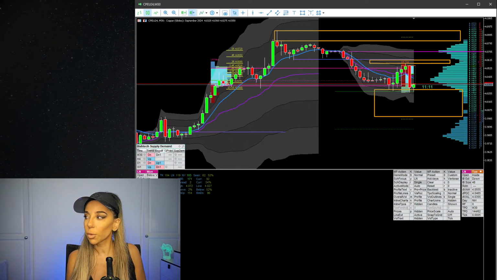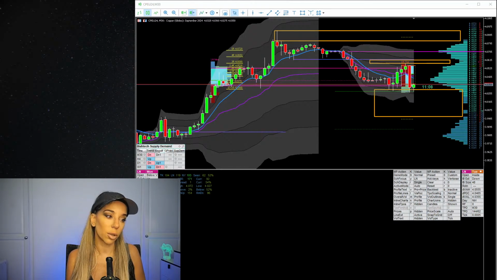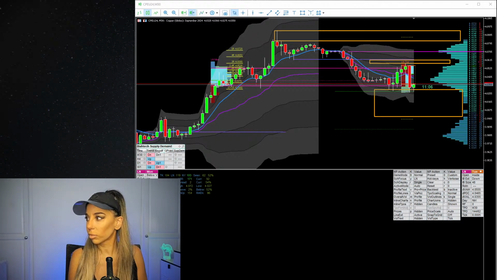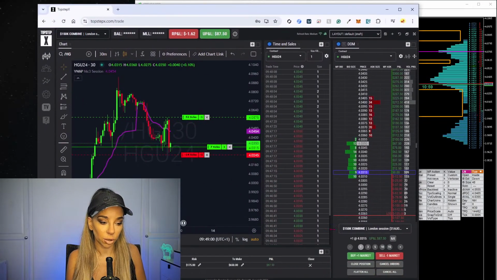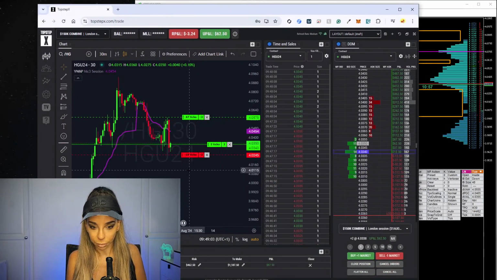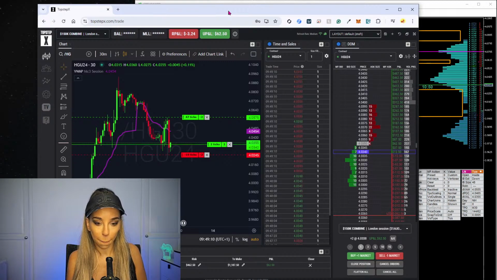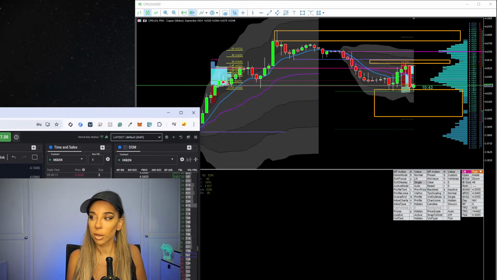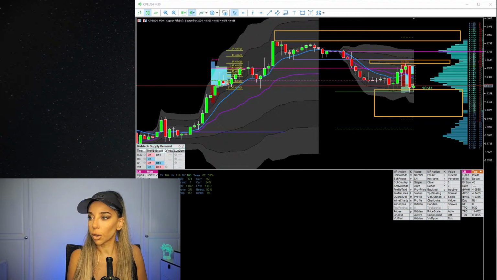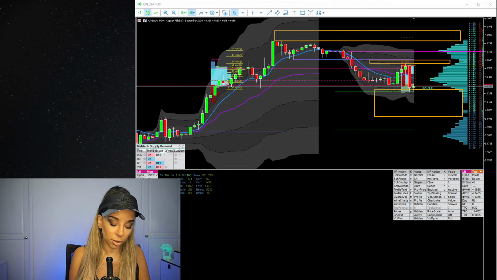Okay, it looks like we do have that failed auction now, or at least the beginnings of the failed auction. So I'm going to add onto this trade. So now I'm in with 2 lots, average price 403.40. And I'm aiming for the rotation through to the initial balance, and then to see what's going on around the IB high, initial balance high.